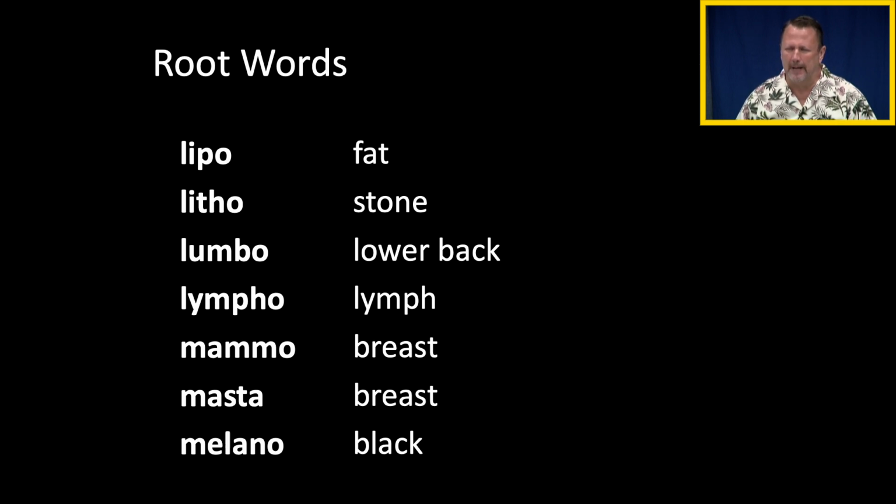All right, so litho refers to stones. Lumbo refers to the lower back, the lumbar region. Lympho, as in lymphocytes. Mammo, as in mammograms, gram to take a picture of, mammo, meaning breast. But masta can also mean breast as well. Mammo, as in mammal, that's what I'm looking for. A mastectomy is a surgical removal of the breast.